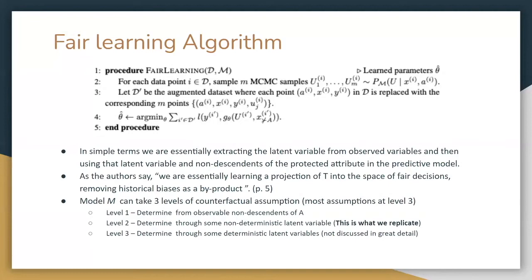They state we are essentially learning a projection of X into the space of fair decisions, removing historical biases as a product. Modeling in this way does not always give the most accurate predictions. However, this is not the goal of the procedure. The goal is to accurately model the real world, including social biases that may arise, and to use causal modeling tools to address algorithm unfairness. The following is another example of this in practice.